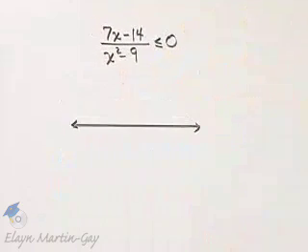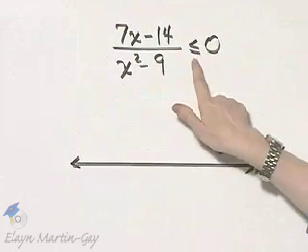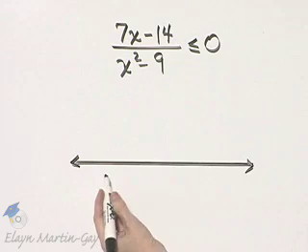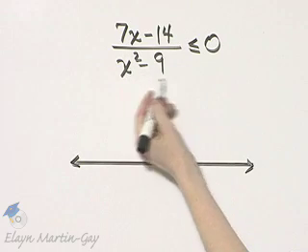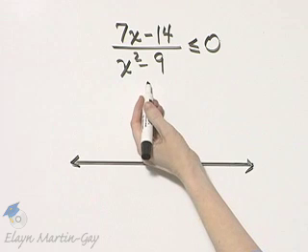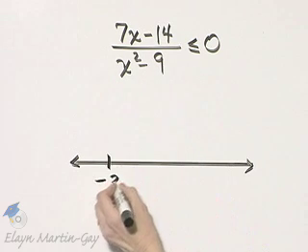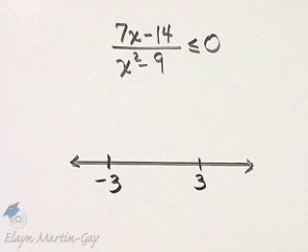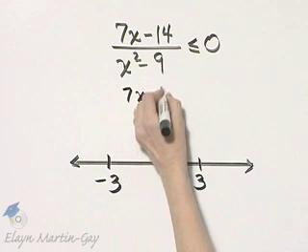I'd like to solve this inequality. Why do we use the number line method? This is an inequality with variables in the denominator. So how do we solve, or what goes on the number line? Values that make the denominator 0. If you set the denominator equal to 0 and solve by factoring, you'll have -3 and 3 as values that make the denominator 0.